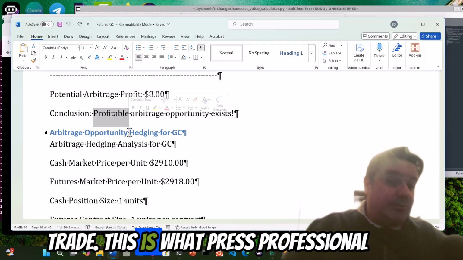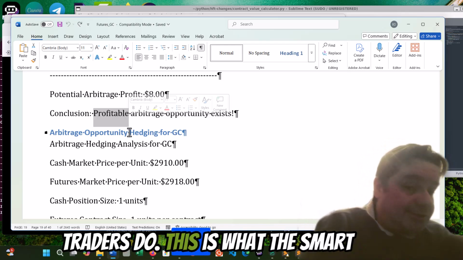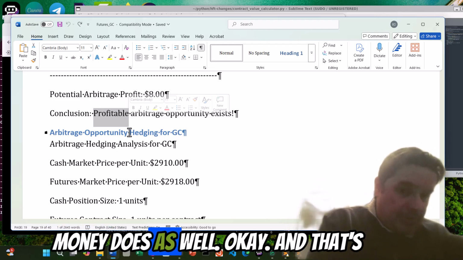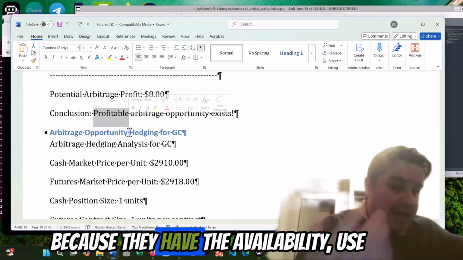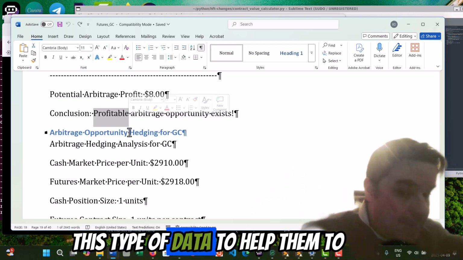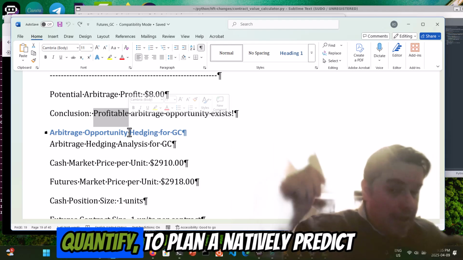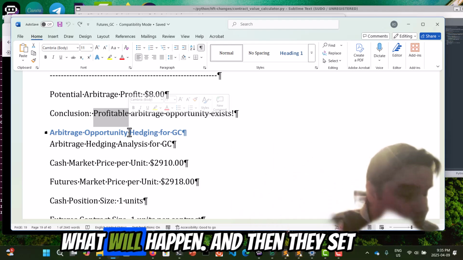That's not the way to trade. This is what professional traders do. This is what the smart money does as well. Okay. And that's why people use options and futures, because they have the availability to use this type of data to help them quantitatively predict what will happen.